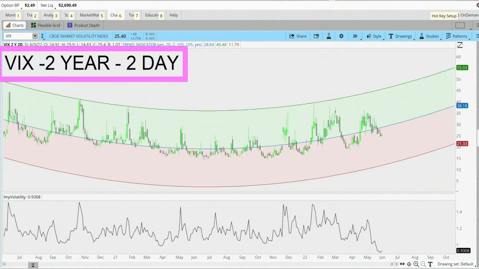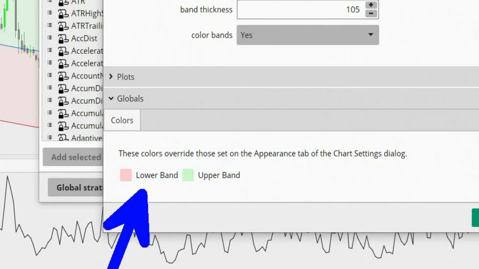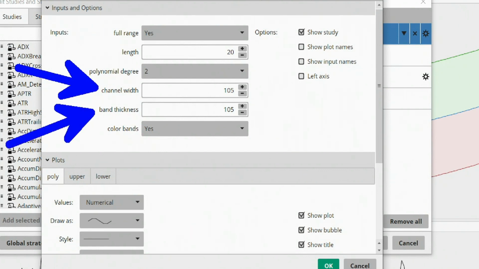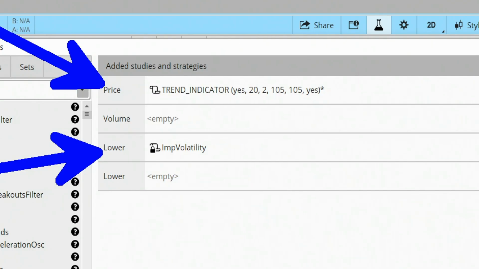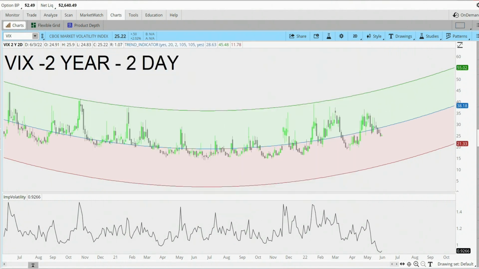Now, the VIX is the mother of implied volatility. It tells you what the broader markets are doing. One way you could set this up is use your trend indicator. Under the globals tab, make your lower band red, your upper band green. Make sure your channel width and bandwidth are both 105. Along with the implied volatility study, save the study set to VIX and only use it on this chart. This will give you a quick indication should you buy or sell.